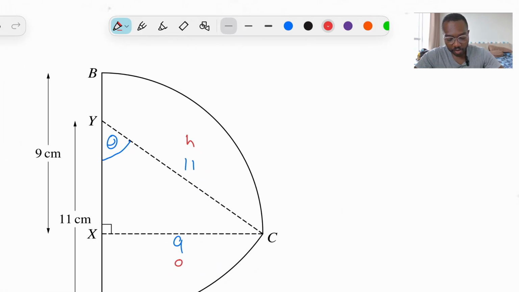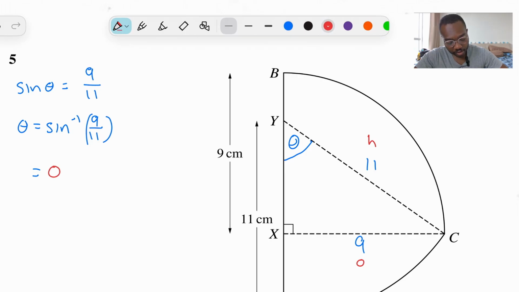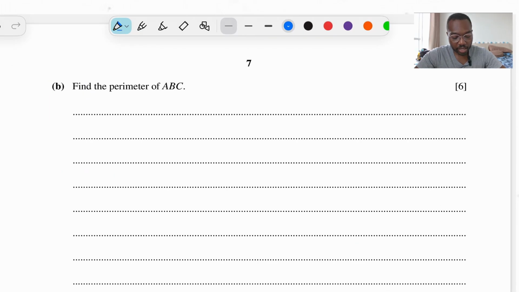So if we use SOHCAHTOA, we have that sine theta is equal to the opposite over the hypotenuse, so that would be 9 over 11. And if you do the inverse sine of 9 over 11, make sure you're in radians, you will get, to 4 significant figures, 0.9582 radians.